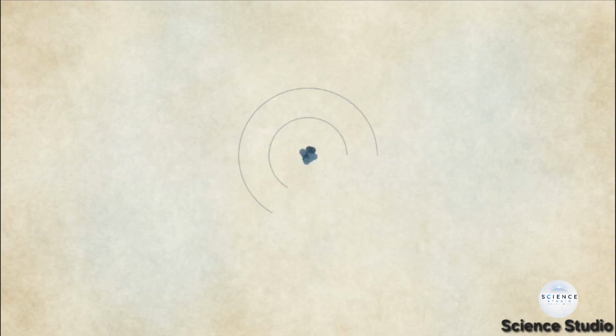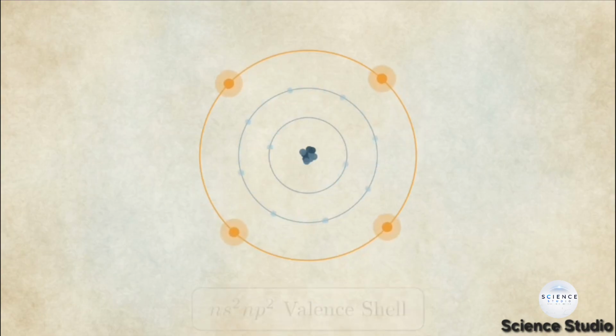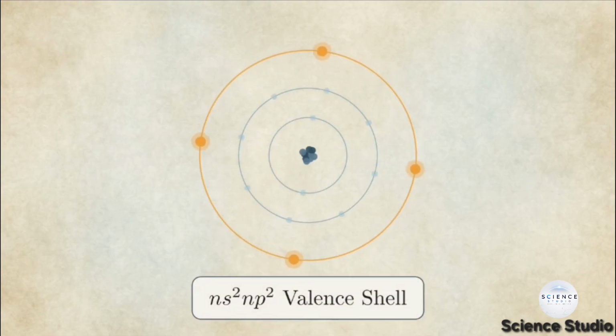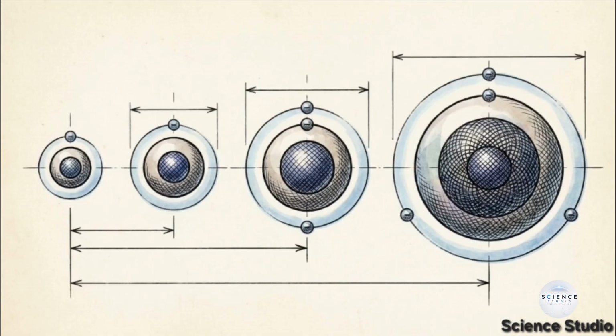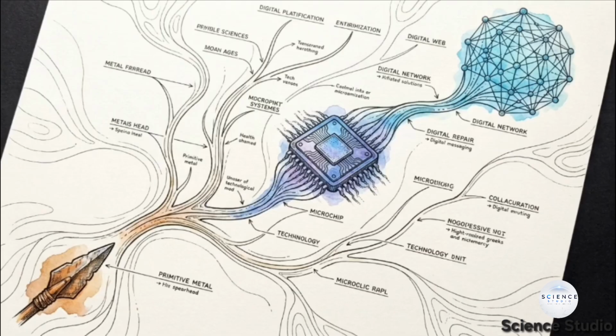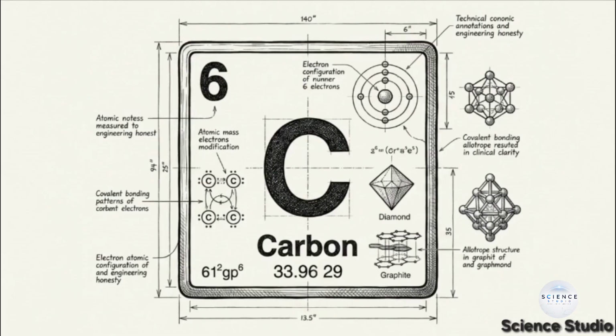This Bohr model shows the baseline structural configuration shared by every element in Group 14, the ns2-np2 valence shell. Each atom possesses exactly 4 valence electrons available for bonding. By tracking how increasing atomic mass interacts with this specific 4-electron geometry, we can map the material constraints that dictate human technological evolution. We begin at atomic number 6, carbon.